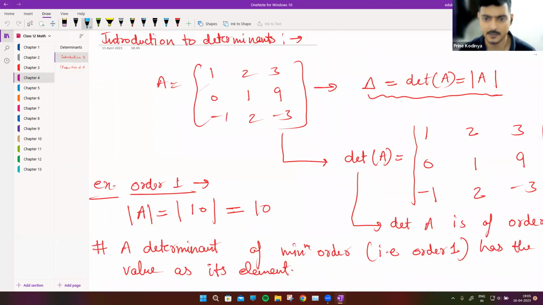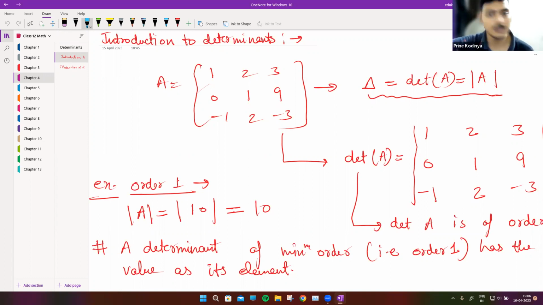Okay, consider this determinant A. I'm expanding it along the first row. When I take A dash, this first row becomes the first column. I can also expand that A dash along the first column. If I expand that A dash along the first column and I expand this A along the first row, wouldn't that be the same?